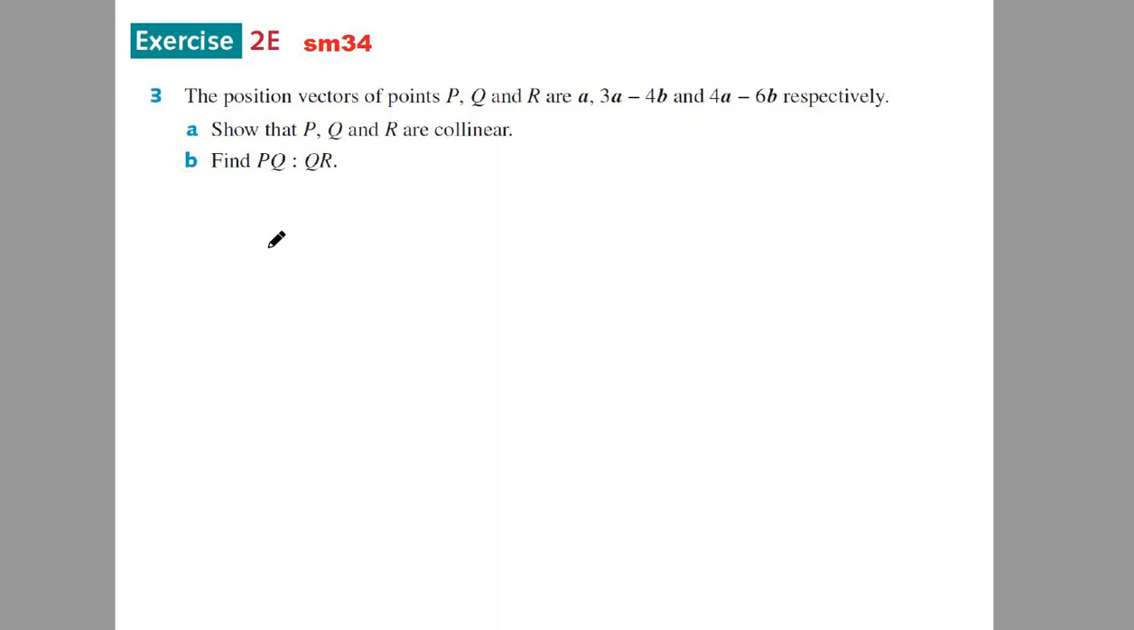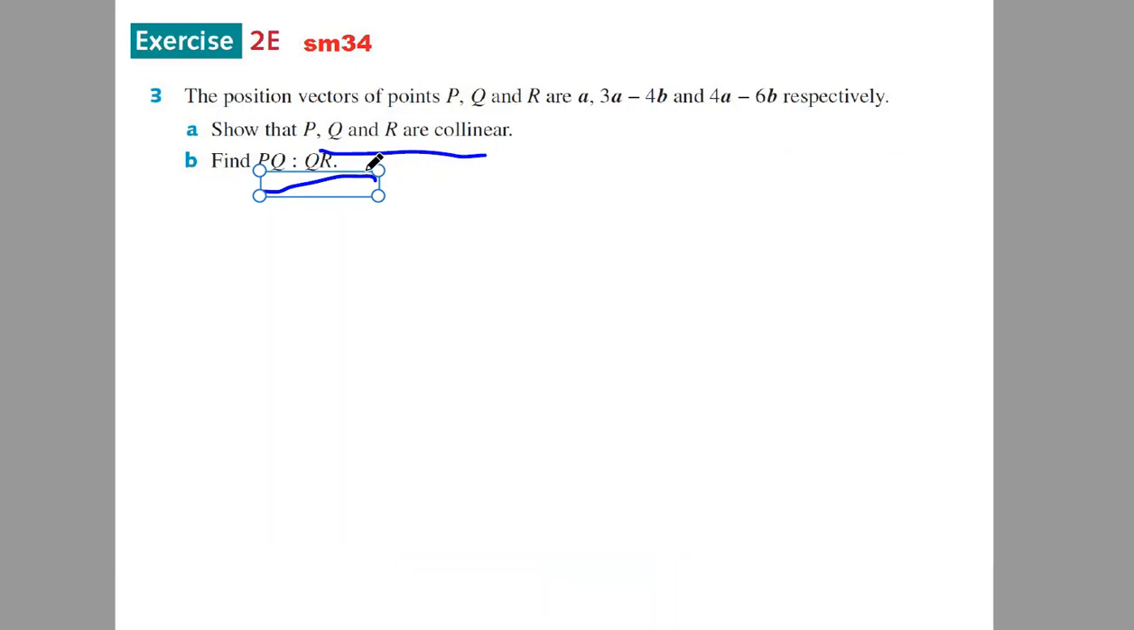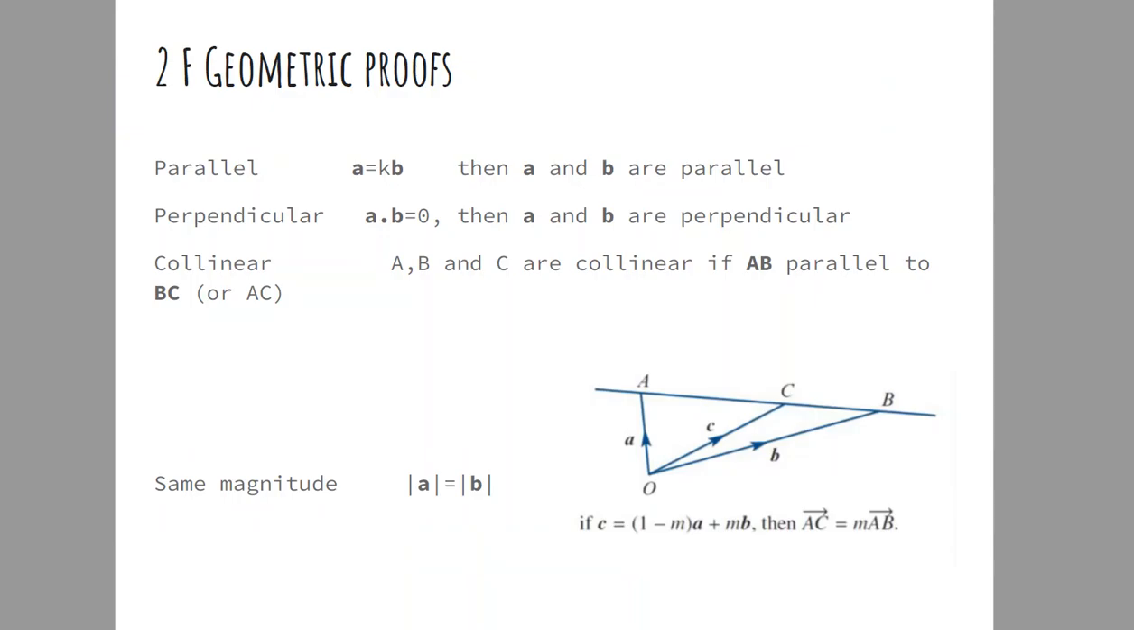In question number 3, show that they are collinear. I have used the gradient method, therefore I needed to prove that PQ was K lots of QR, and that's shown there, and then find the ratio. As you can see, I've been able to do that in the question in that particular spot. So that's it for 2E.